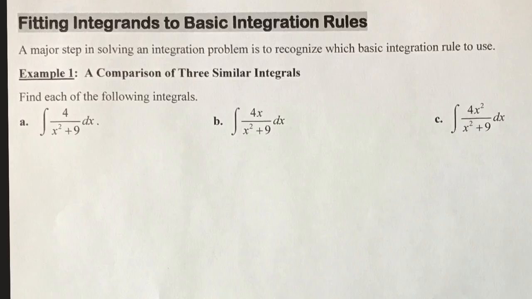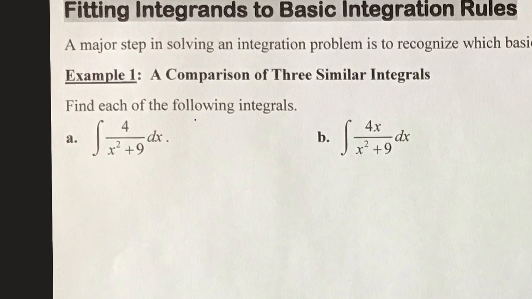So these look pretty similar. 4 over x squared plus 9, 4x over x squared plus 9, 4x squared over x squared plus 9. Right? So these are very similar, but I bet you the approaches, the solving part, is going to be different. So this one, I'm pretty sure this is going to be an arc inverse trig derivative.